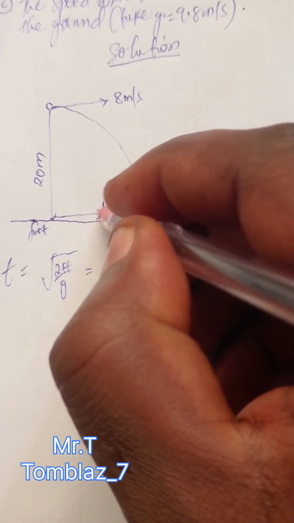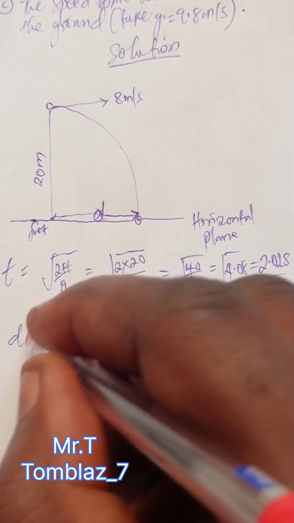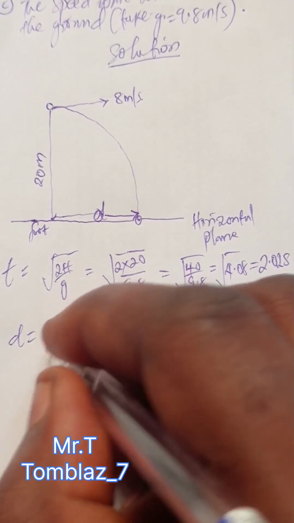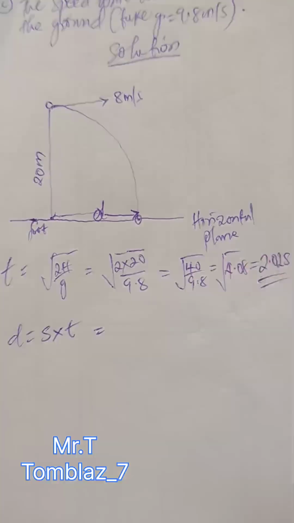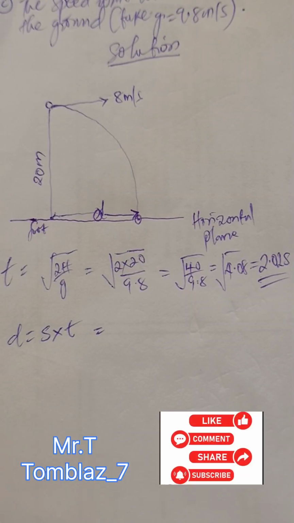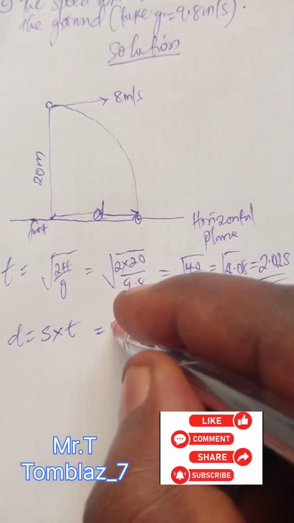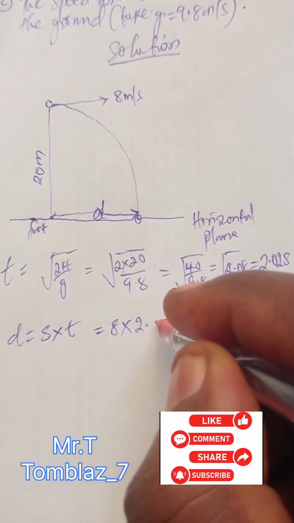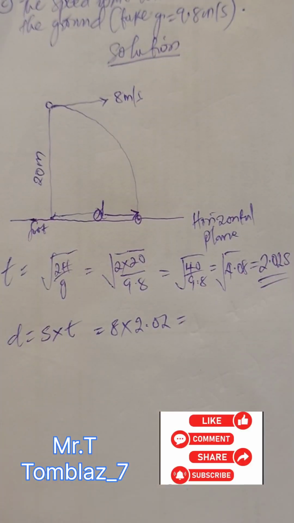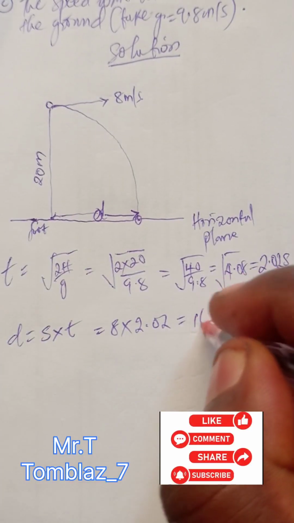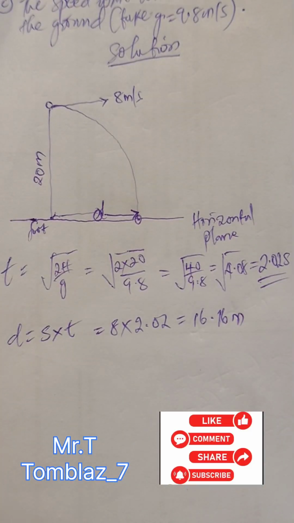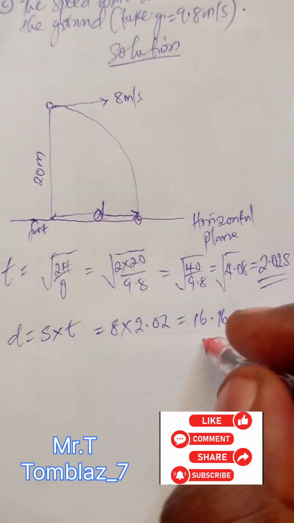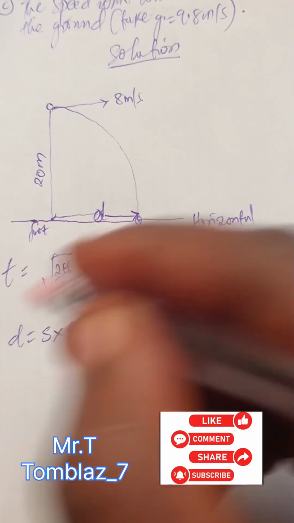So how do you get this distance? If you call the distance d, distance is speed times time, right? So what is our speed? The speed that we got is what? Speed is 8 times our time, 2.02. So that will give you a distance of 16.16 meters, right?